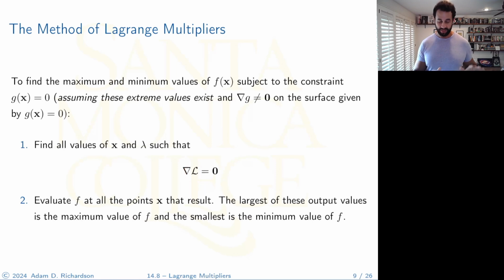That's it, okay? Once we have found all the zeros of this gradient of L, evaluate your function f at all of those values, and the largest of the output values is the absolute maximum, and the smallest is the absolute minimum, given that constraint, okay?